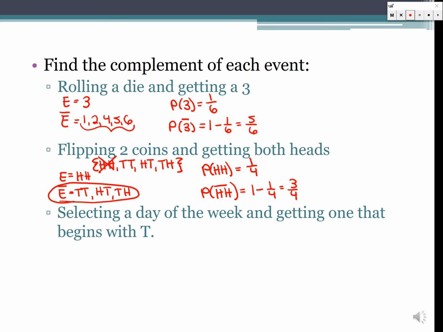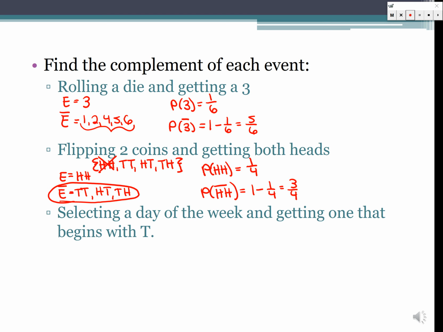So just be careful. These are very small sample spaces, so finding the probability of the complement, it's not too tough, it's not too time consuming. But if you have a bigger sample space, sometimes finding the probability of the event itself and subtracting from 1 will be quicker. And you're just going to have to judge that as you come across each problem situation, what's going to work best for you.